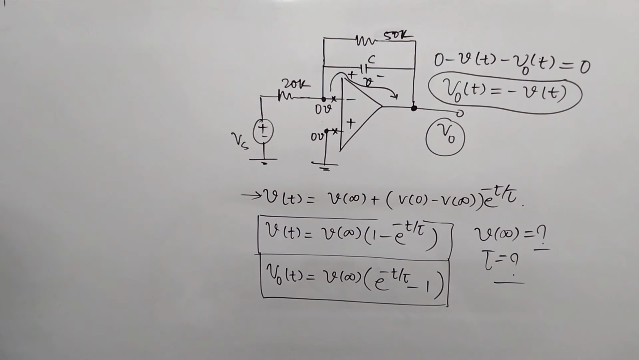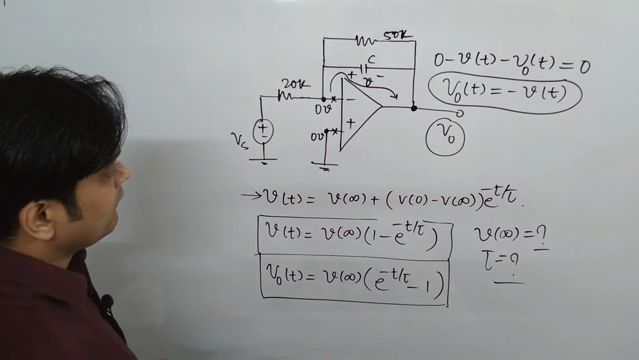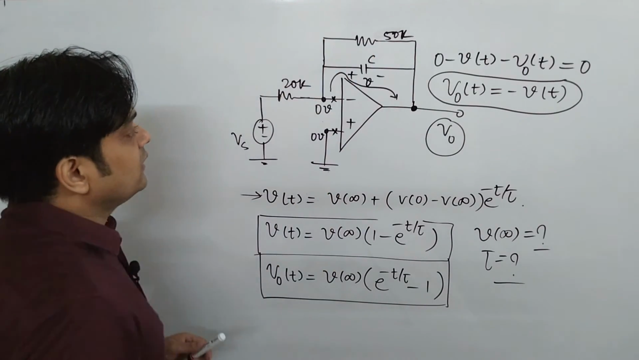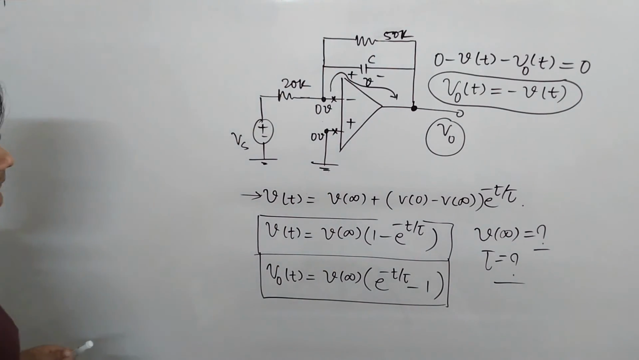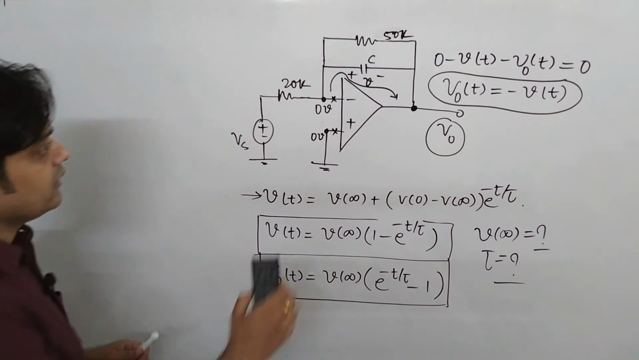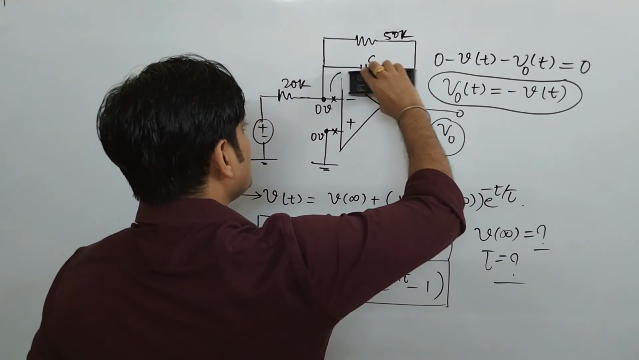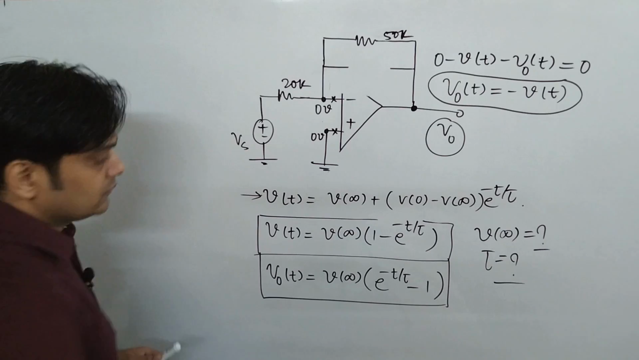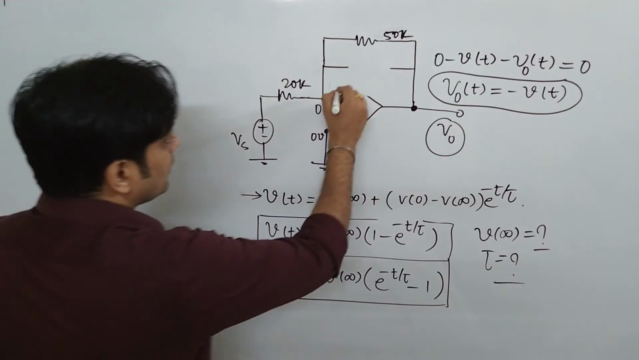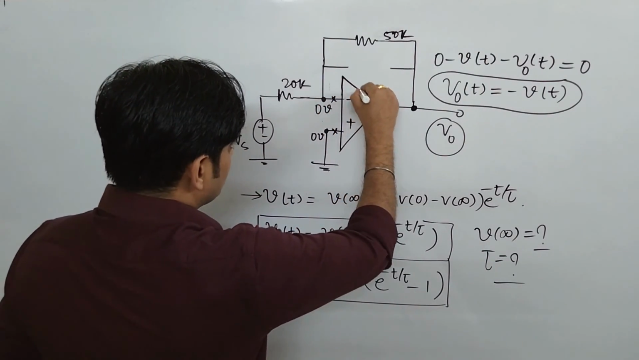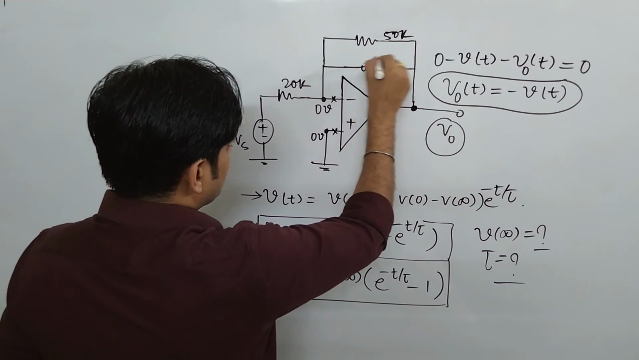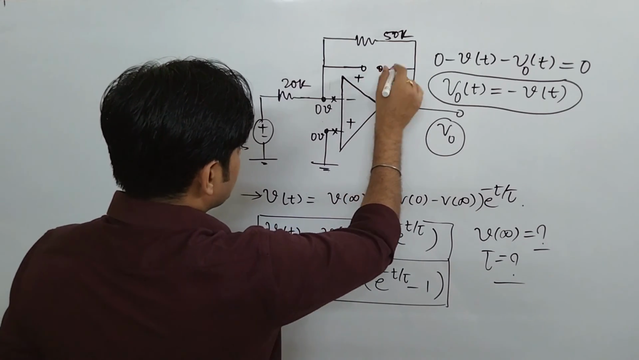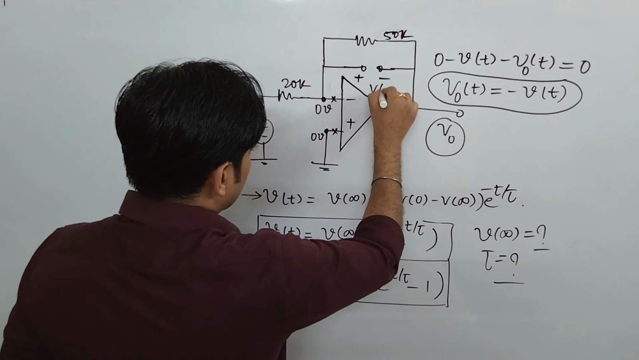Now our task is to find the value of V infinite. First we have to find this value V infinite. If I see this circuit, please look here. Here itself I am making certain changes to understand this. This is your operational amplifier, and you can say that this voltage here is your V infinite voltage.